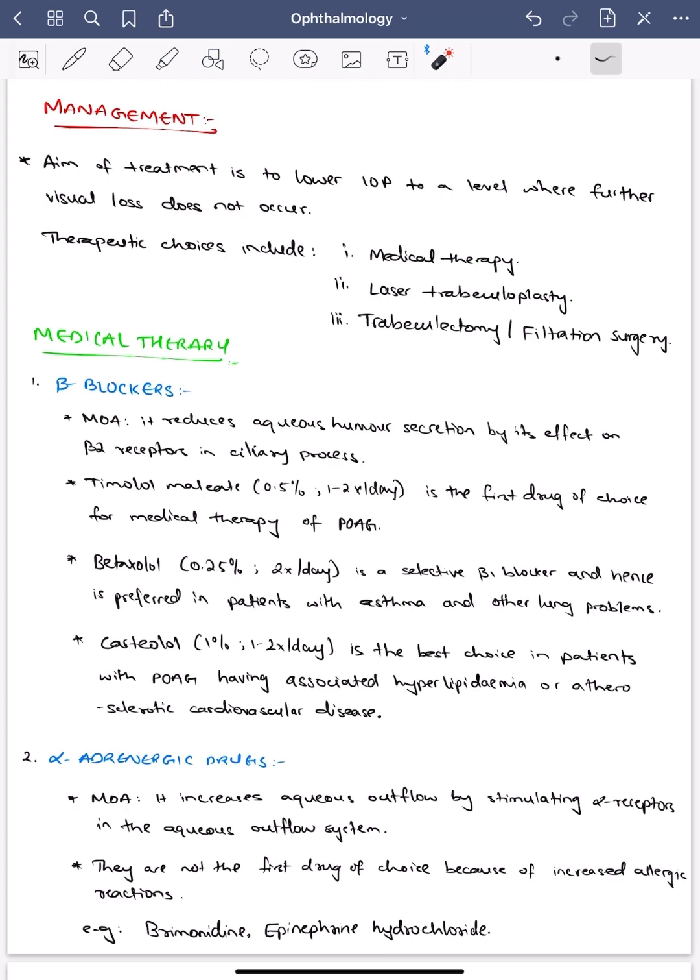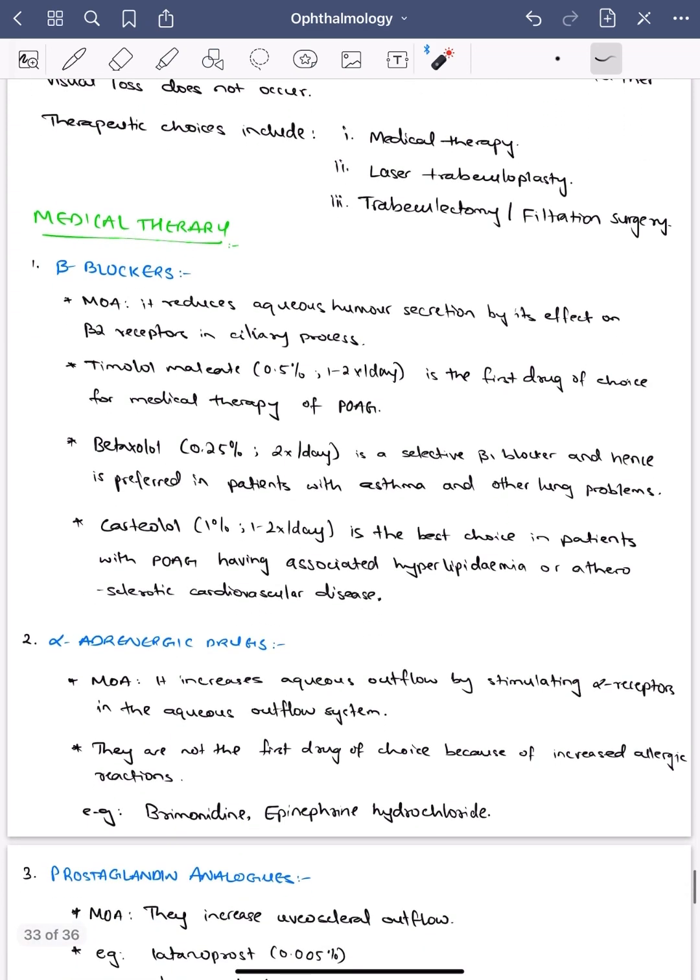Now the various drugs that are used to treat glaucoma, number one, beta blockers. Now the mechanism of action: they reduce aqueous humor secretion by their effect on the beta 2 receptors on the ciliary process. Okay, so beta blockers reduce aqueous humor production. The usually used beta blocker is timolol maleate 0.5% 1 to 2 times a day. Now it is the first drug of choice for medical therapy of primary open-angle glaucoma.